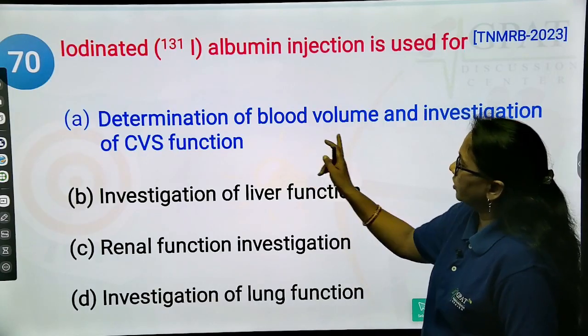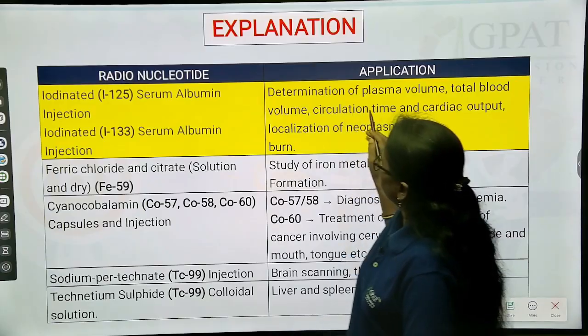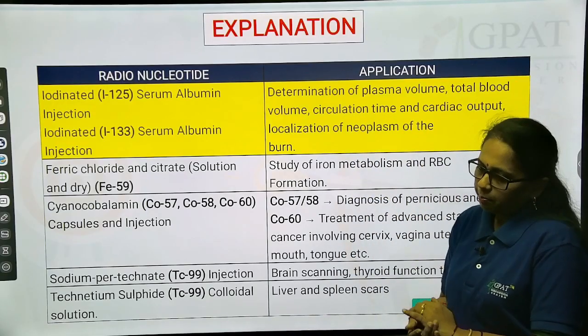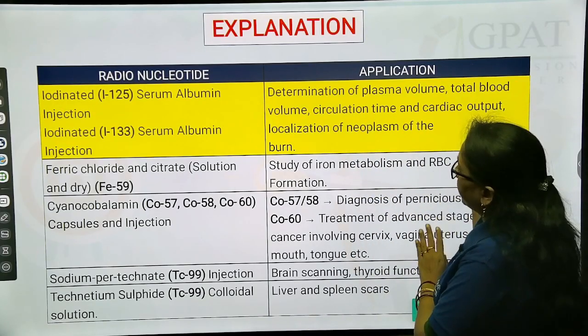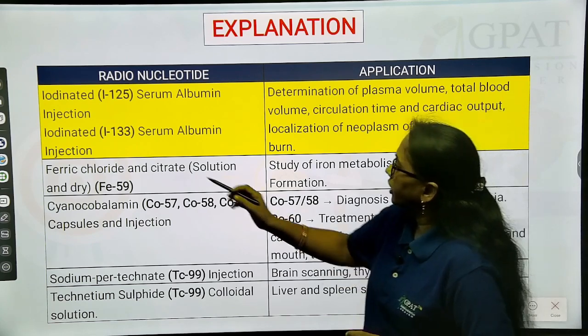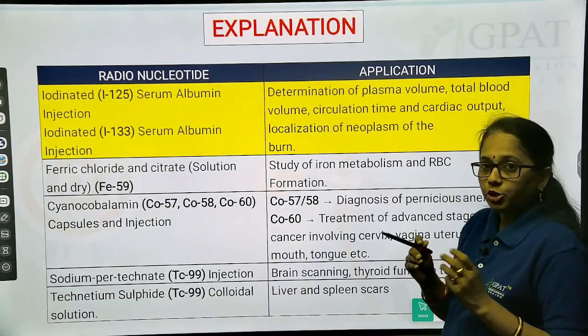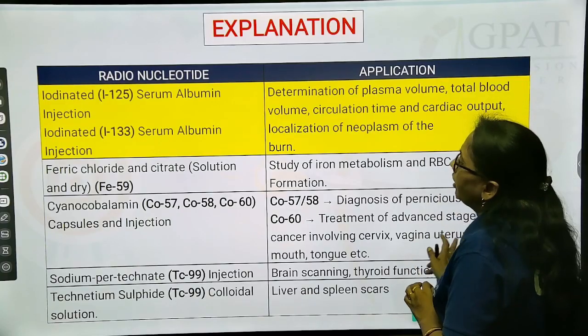That is iodine 131, for determination of the blood volume as well as CVS function. Iodine 125 is used for the same blood volume as well as cardiac output. Iodine 125, 131 and also 133 are used for the localization of the neoplasm of the burns.